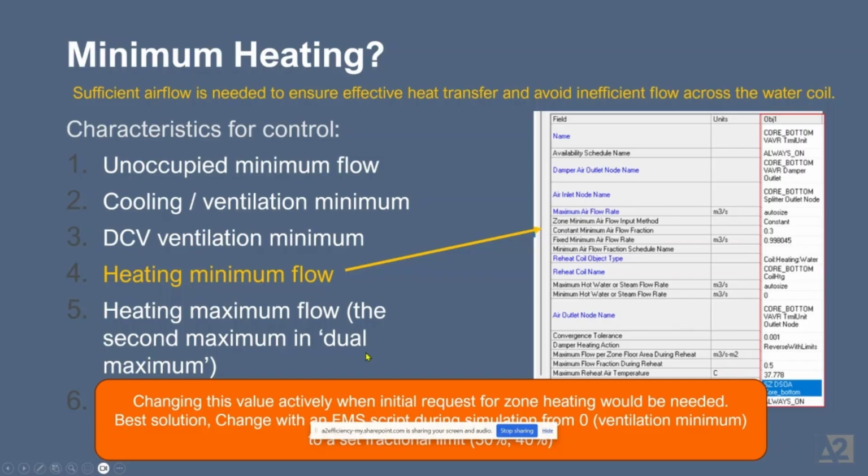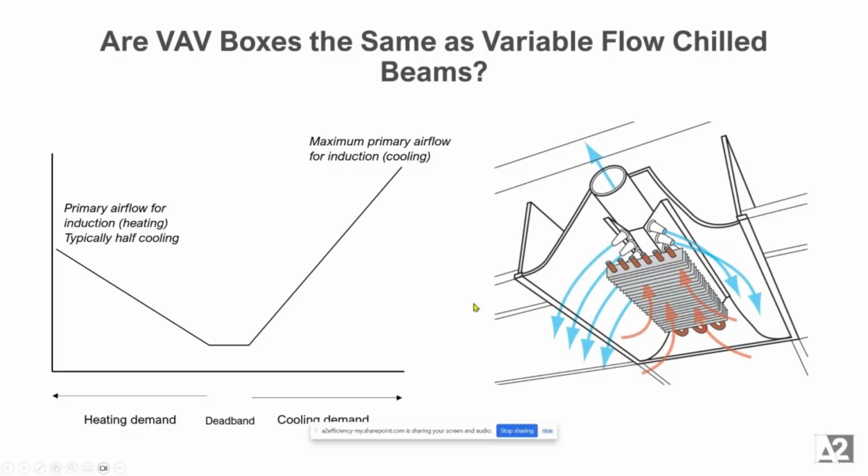Not everyone knows how to add an EMS script and add a variable that's actively watching that zone, and then also do that for every single zone. In the age of scripting, sure, maybe people are building models more in templates, but it's no small feat to add for sure. And it actually makes us think about, are VAV boxes actually the same as variable flow chilled beams, right?